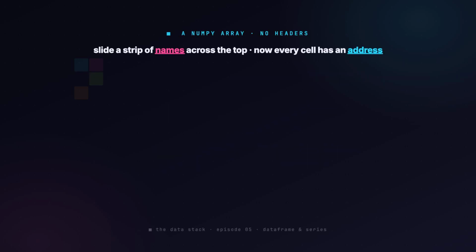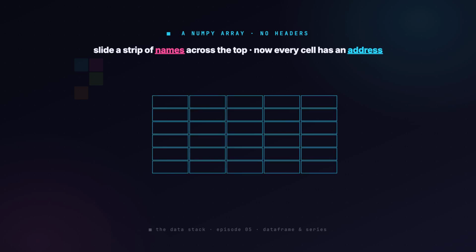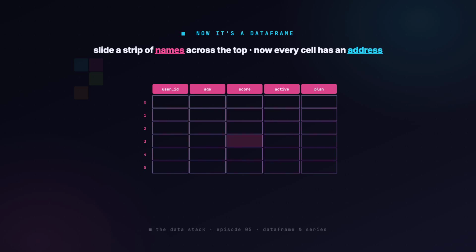Picture a NumPy array, a clean grid of numbers, no headers, row 2 is just row 2. Now slide a strip of names across the top: user ID, age, score, active, plan, and a numbered index down the left. Same grid. But now every cell has an address. You can say out loud that strip of labels is the entire difference between an array and a data frame.